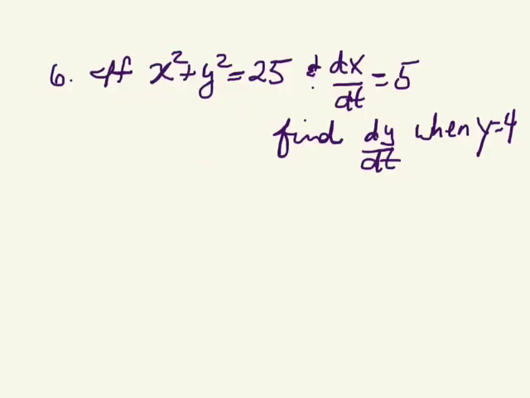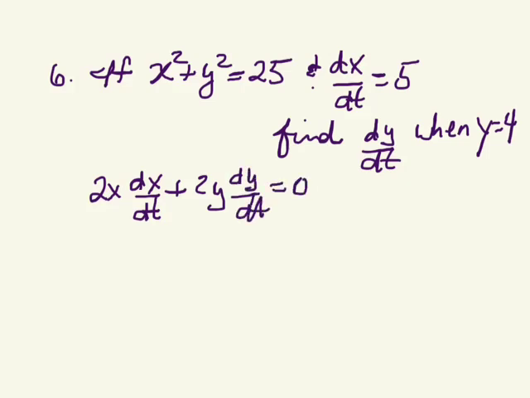Okay, Deb, this is number 6 where we left off. I think I copied everything down exactly as I see it on the sheet. So, we're going to do the same thing. I'm going to call it implicit differentiation, meaning we're going to just take the derivative of each term. So I have 2x dx/dt plus 2y dy/dt is equal to 0. The derivative of 25 is going to be 0.